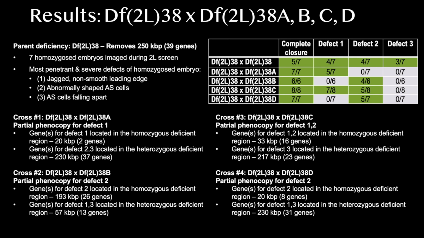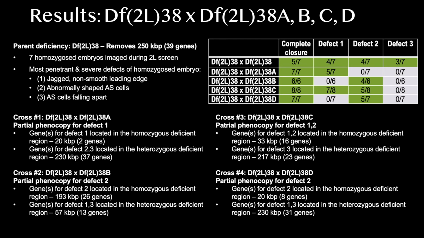7 homozygous embryos of this deficiency were imaged during the 2L screen, and the most notable defects were the presence of a jagged leading edge, abnormally shaped AS cells, and AS cells falling apart. For this project, we used the same logic as before to analyze crosses between DF38 and DF38A, B, C, and D. The cross between 38 and 38A produced 7 embryos and a partial phenocopy for the jagged leading edge defect.